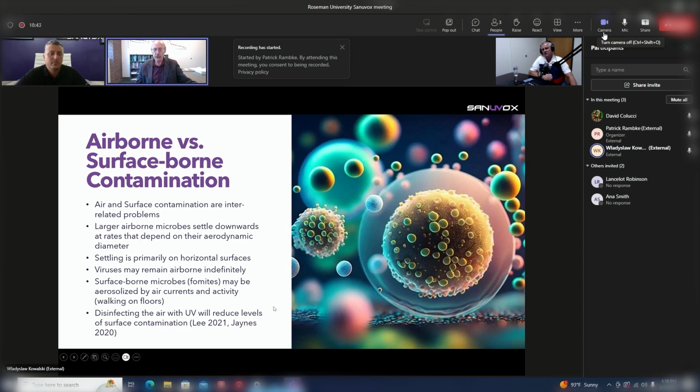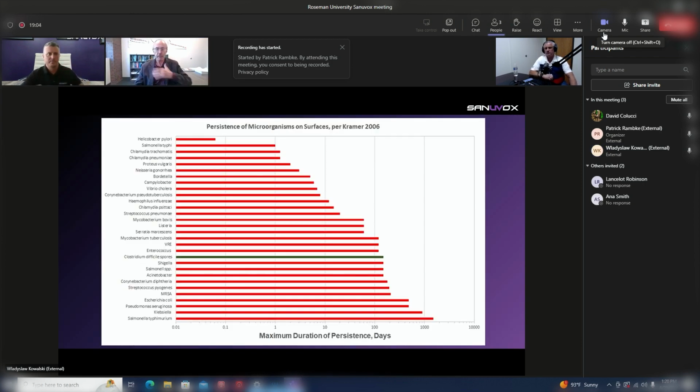Now, UV has been shown to reduce levels of airborne contamination, and it has also been shown in two relatively recent studies that it reduces levels of surface contamination. It literally cleans your building over time. Your building surfaces will become progressively cleaner over time as UV disinfects the air.